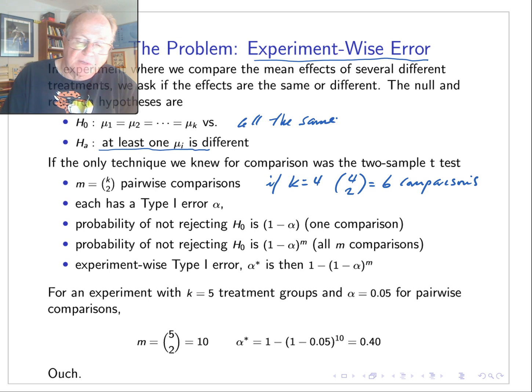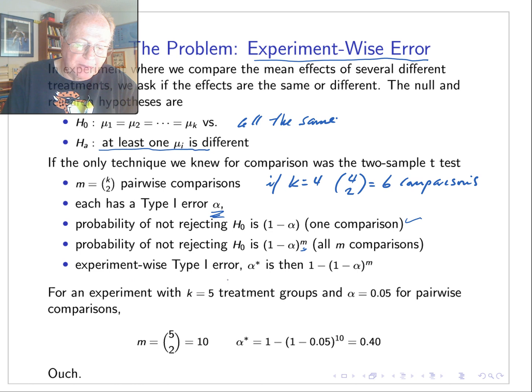So the number of comparisons goes up very rapidly in relationship to the number of different groups we're comparing. Now, each has a type 1 error, alpha. The probability of not rejecting the null is 1 minus alpha, so that's for one comparison. The probability of not rejecting H naught, the null, means you have to not reject all the comparisons. So that probability is 1 minus alpha to the m power.